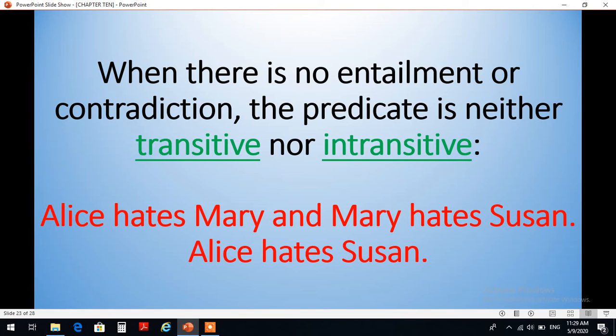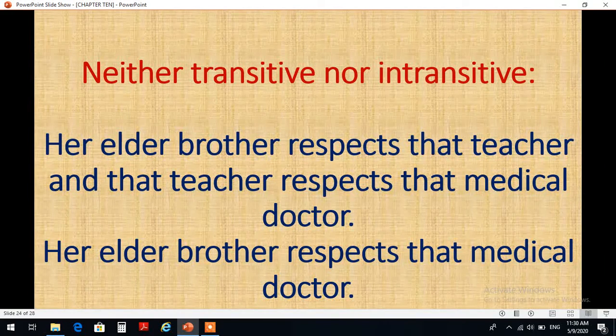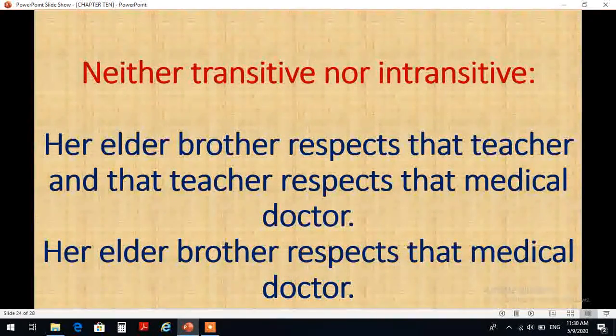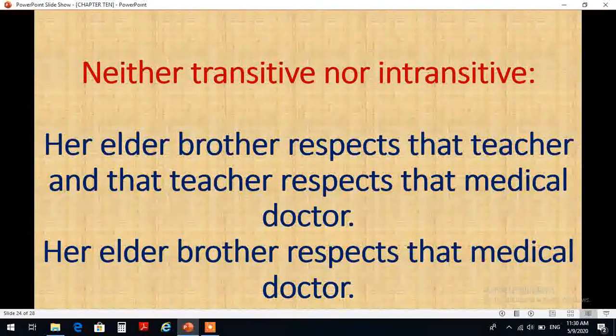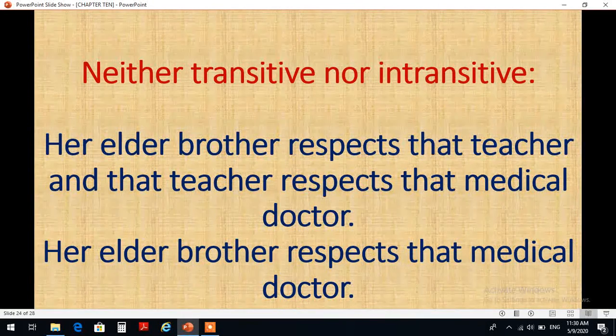Okay? So, in other words, we can say that the compound sentence Alice hates Mary and Mary hates Susan neither entails nor contradicts the other sentence, which is Alice hates Susan. So we can say therefore that the predicates اللي هو hate في هذه الجملة is neither transitive nor intransitive. Another example for a sentence which is neither transitive nor intransitive. If we say, her elder brother respects that teacher and that teacher respects that medical doctor. If we say, her elder brother respects that medical doctor, here we don't have entailment and we don't have contradiction. So we will say, it is not transitive and it is not intransitive. It is none.